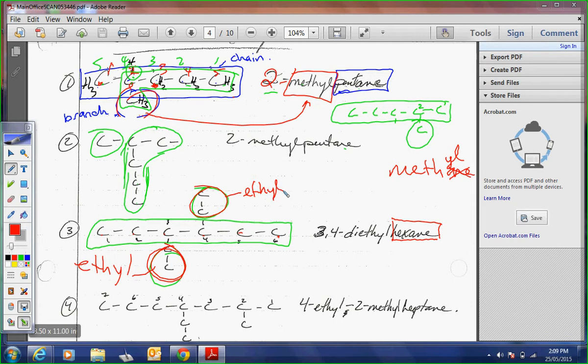How many ethyls do I have? 2. So I have 2 ethyls. I have 2 charms that are 2 carbons long. And what carbon are they on? What length are they on? 1, 2, 3, 4. 3, 4.